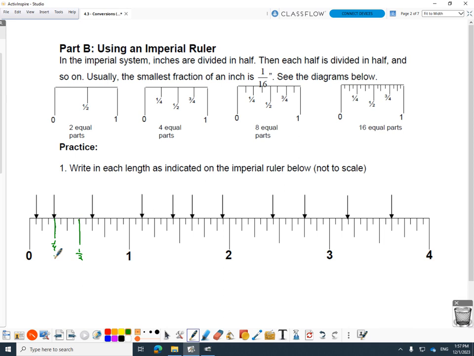Construction people are very good at this. They can just look right at it and they know which one's which because they do it all the time. But for us, it's going to be a little difficult. We got to count these out.